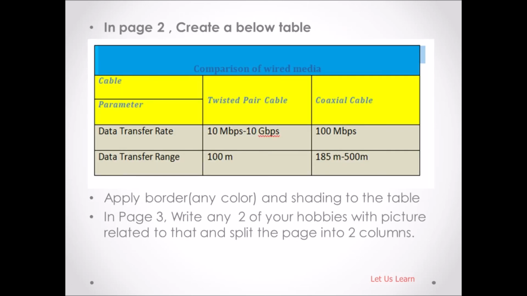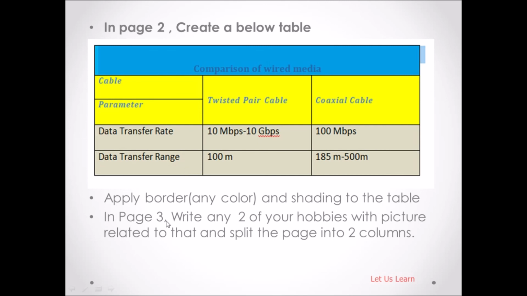Okay, coming to the second page, you have to create a table as shown here. See, the comparison of the wired media. You have to create the same table with the same color, everything, in your second page. Okay, and you can apply the border for this table. Here I didn't apply, you can choose, up to you. Shading I have given, see for the first row I have given blue, second one is yellow color. So the same you have to do in the second page.